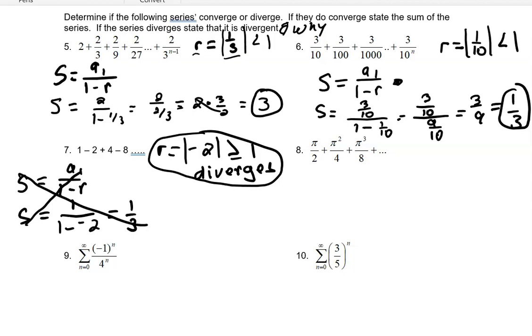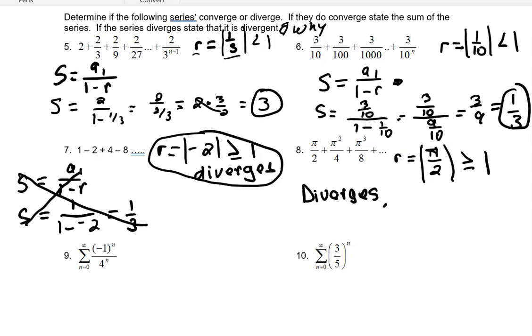Okay? So now, the rest of the problems you haven't seen before, but it's the same setup, the same process. So if we look at number 8, what we would identify hopefully is I went from pi over 2 to pi squared over 4 to pi cubed over 8. So our common ratio would be pi over 2. All right? Absolute value of this is greater than or equal to 1. So this guy diverges.